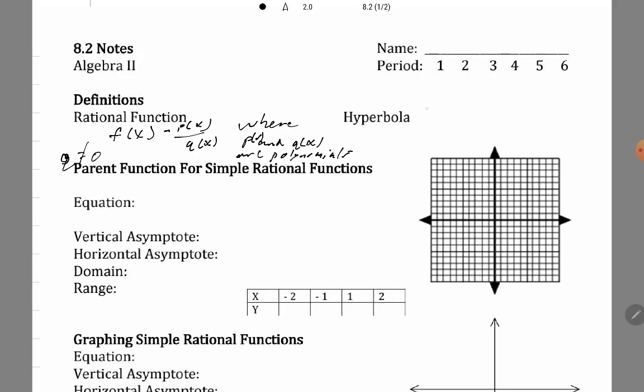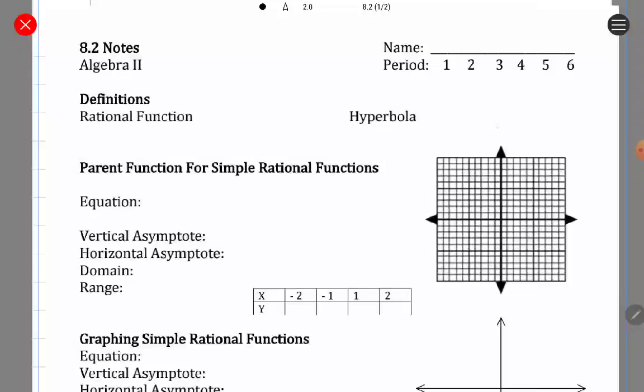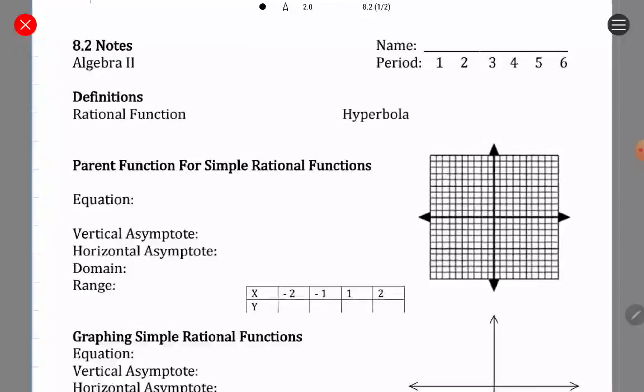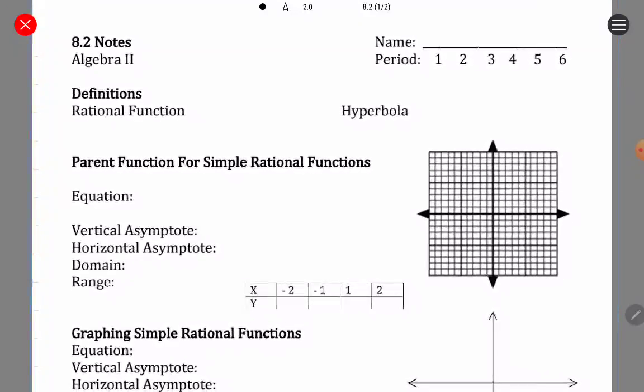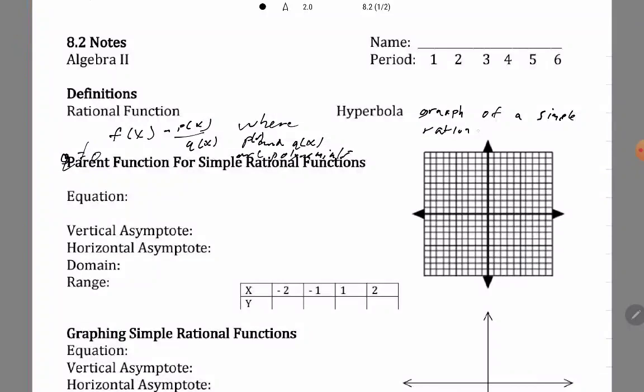And a hyperbola is a graph of a simple rational function that has two symmetrical parts called branches.